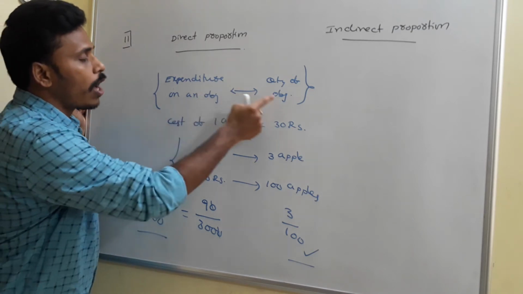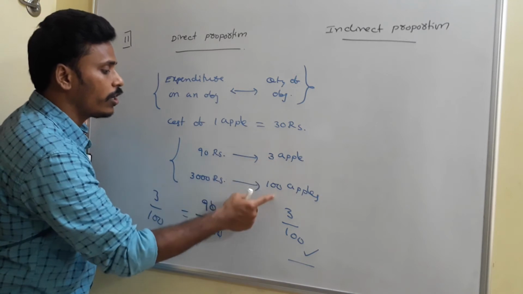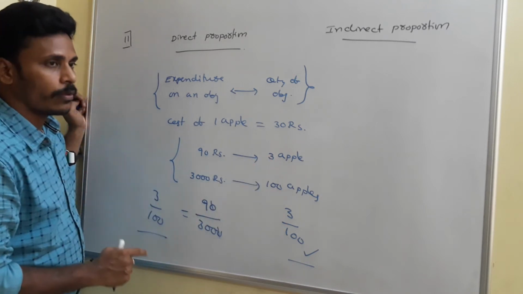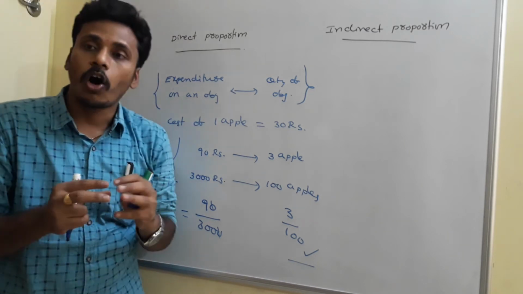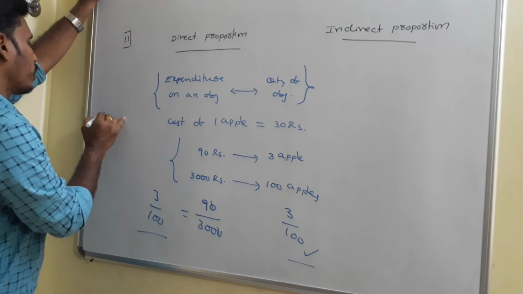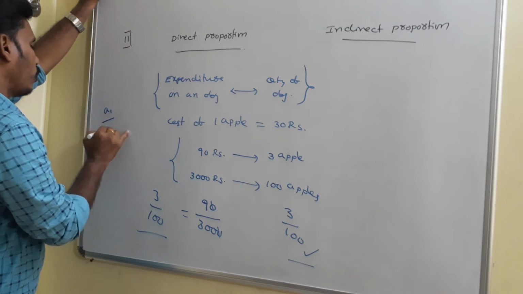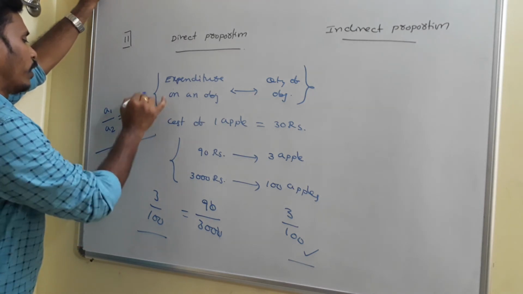So, since these two are in direct proportion, the ratio between these two values is equal to the ratio between the other two values. So at the end, what I am going to tell you is, if two items are in direct proportion, then the ratio between the first two, you may say A1, A2, is equal to the ratio between the other two, B1, B2.